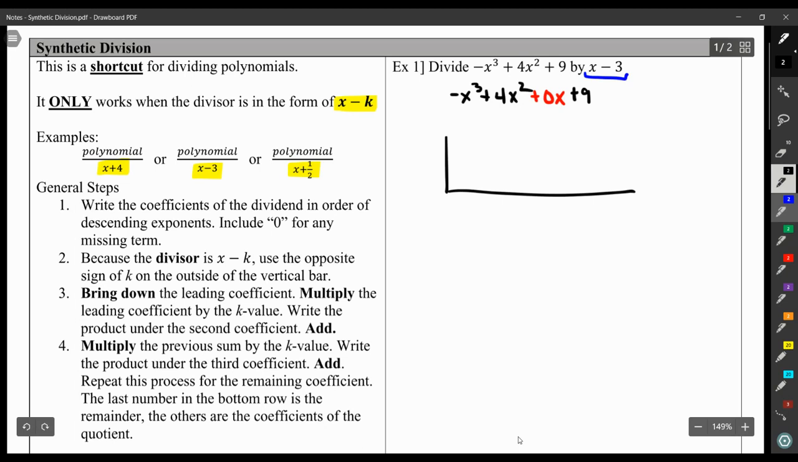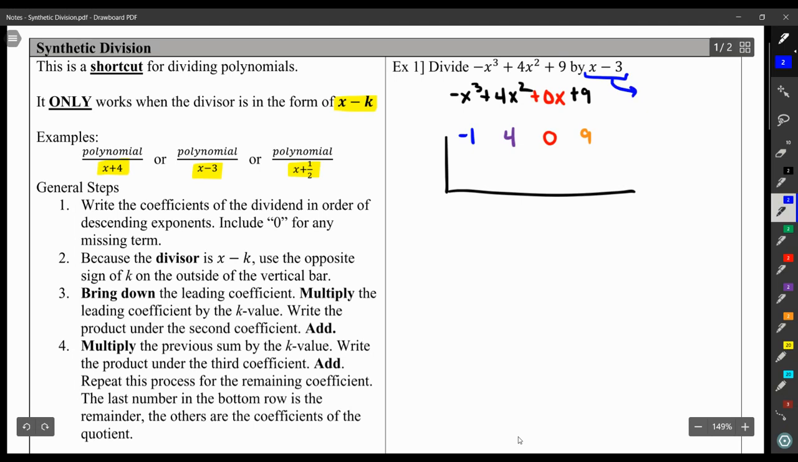Now, we only use the coefficients, and that's what makes it a little bit shorter. We're not using all the variables, we're just using the coefficients. So the first one is a negative 1. The second one is a 4. The third coefficient is a 0, the one that we put in as a placeholder. And the final is a 9. So this is what is being divided. Now what you're dividing it by is x minus 3.